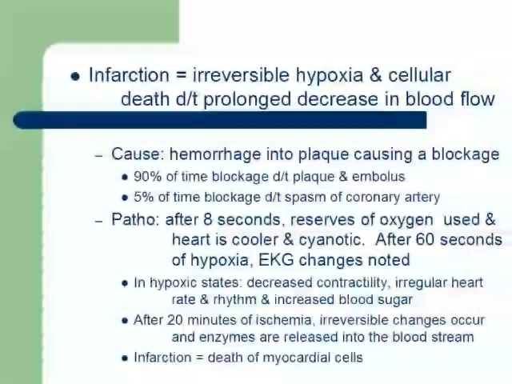The usual cause of an infarction is hemorrhage into a plaque that causes a blockage. 90% of the time, that blockage is due to a plaque and blood clot formation or embolism formation. 5 to 10% of the time, it is due to a blockage that's due to spasm of your coronary arteries. It's usually from calcium influx. That's why if you have somebody who dies and they do a post, their coronary arteries may look, as they say, clean. It's probably due to a spasm, because that spasm will relax once somebody dies.